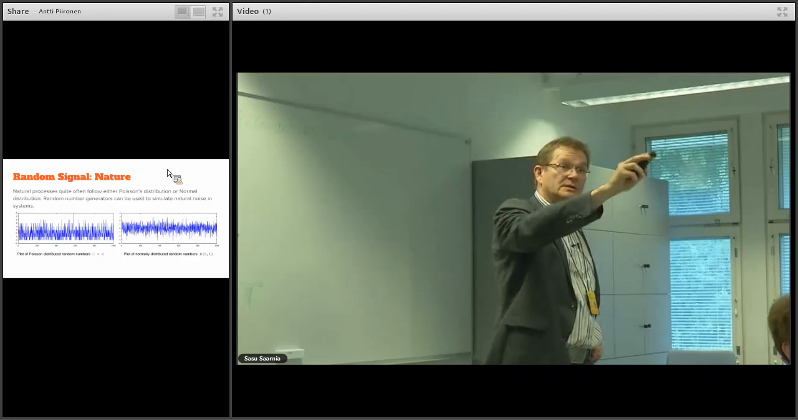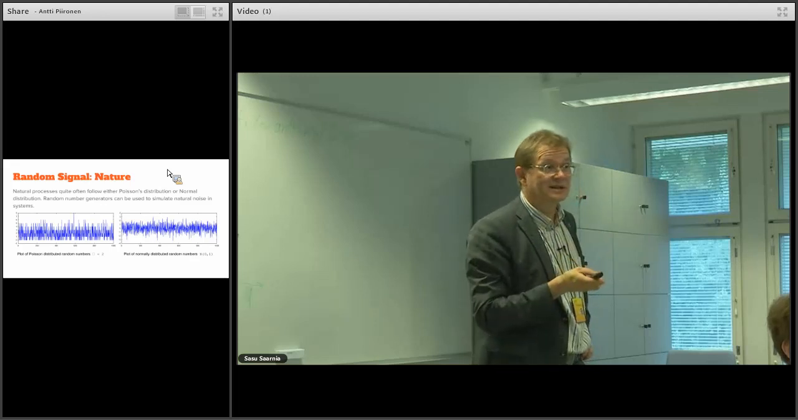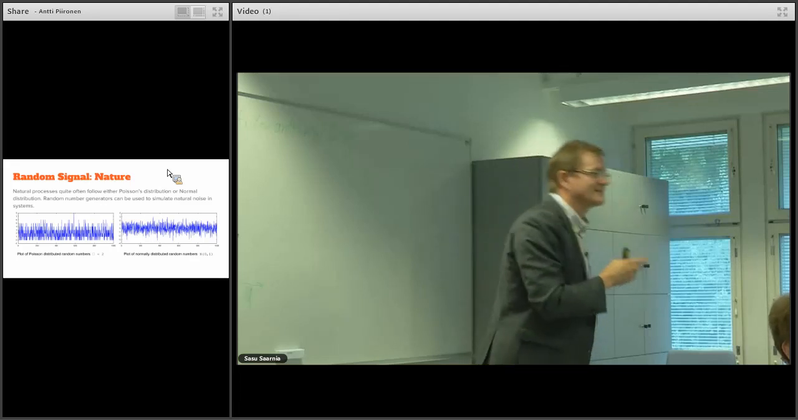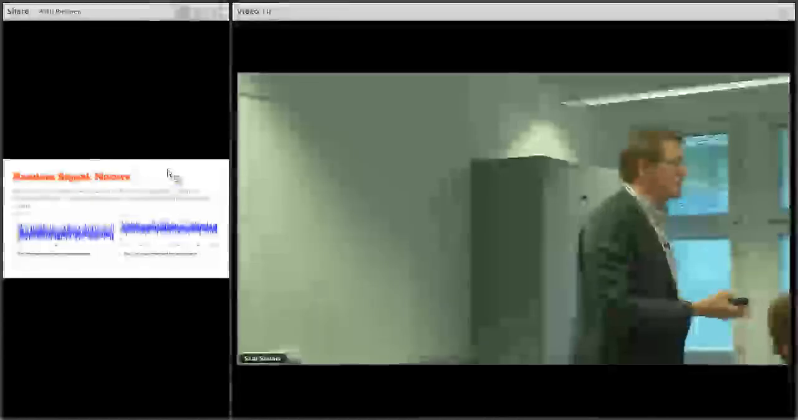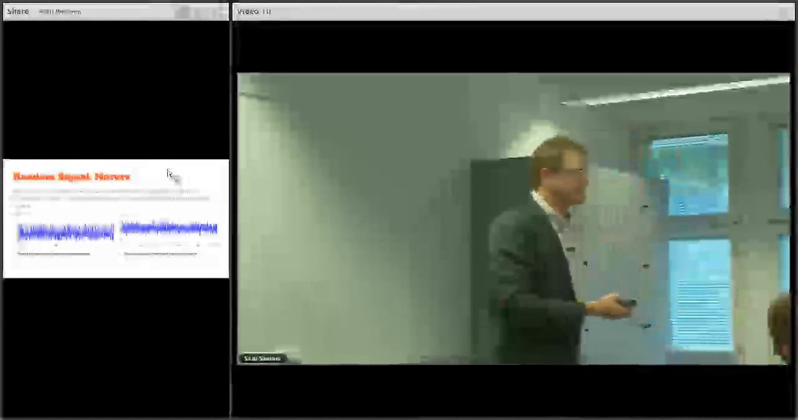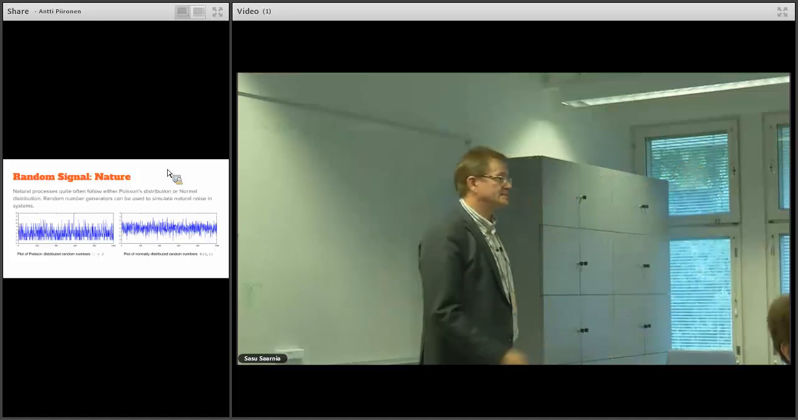Poisson distribution is very important for digital signals when you are sending bits or bytes. The error there is Poisson distributed. Then the rest of the world is more or less normally distributed noise.